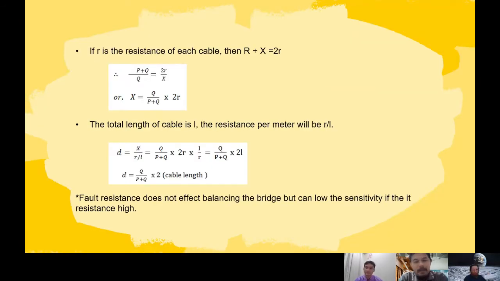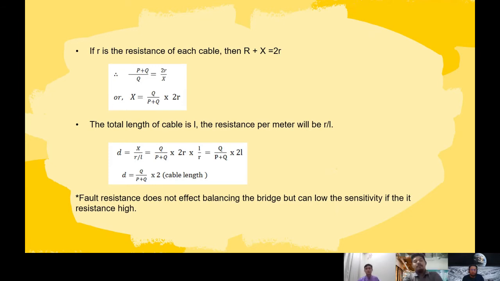We can represent R and S with lowercase r, which is the resistance of each cable. Then we can replace it in the equation from before, and we get P plus Q over Q equal to 2r over X. Then we can find X, which is what we want: X equal to Q over P plus Q multiplied by 2r.